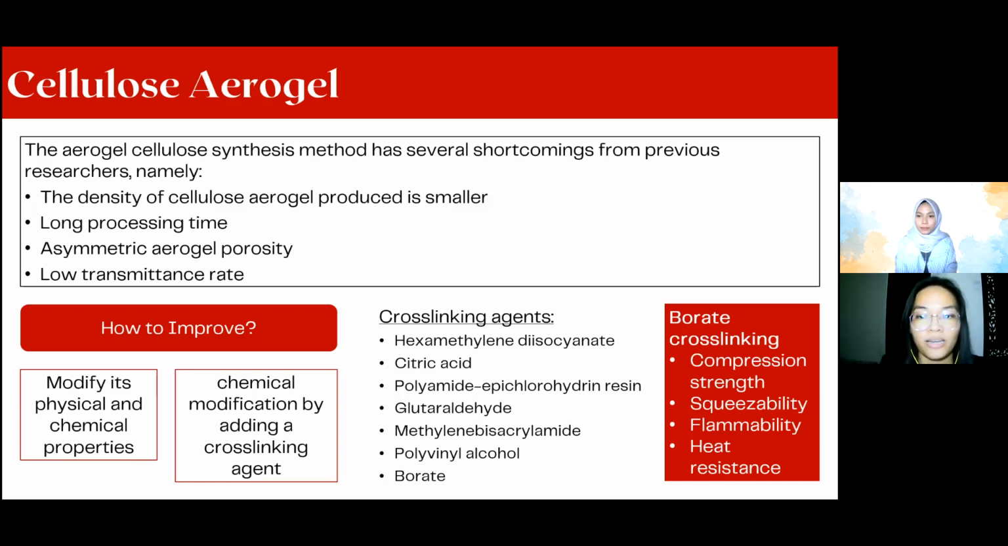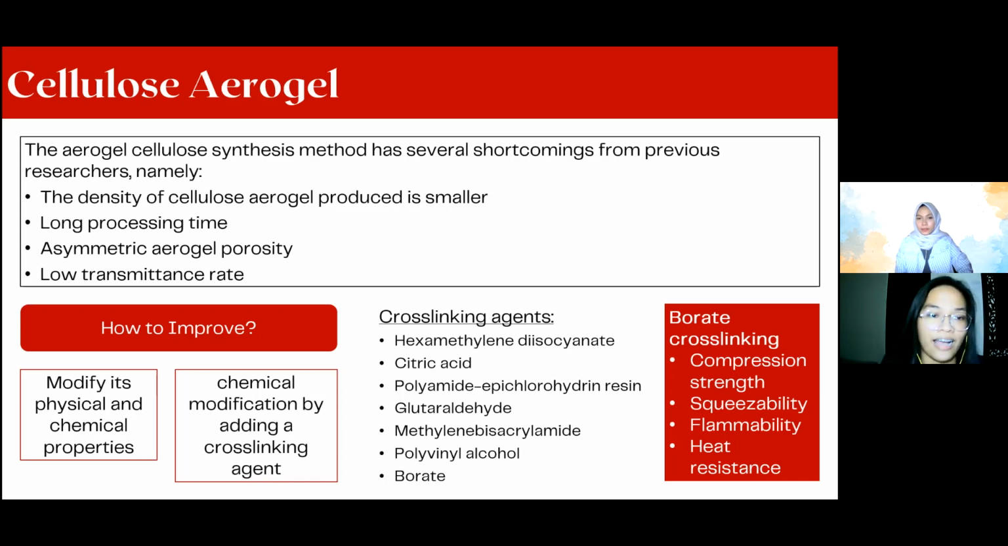Examples of the most commonly used cross-linking agents can be seen on the screen. Of the various types of cross-linking agents available, borate cross-linking agent can be selected in the manufacture of thermal insulator based on cellulose aerogel and silica aerogel from bagasse. Because borate will increase the compression strength and squeezability of the aerogel, the flammability of the aerogel will also decrease, heat resistance will also increase, then it is not flammable, so it is suitable for insulators.